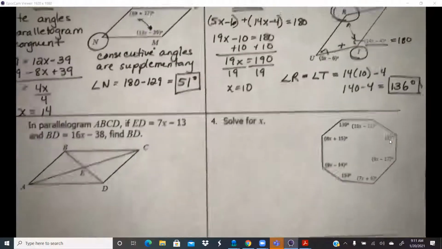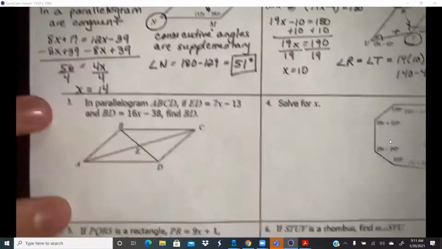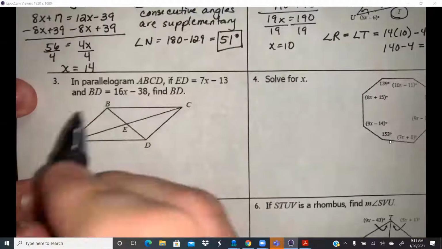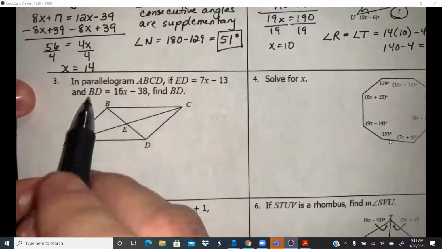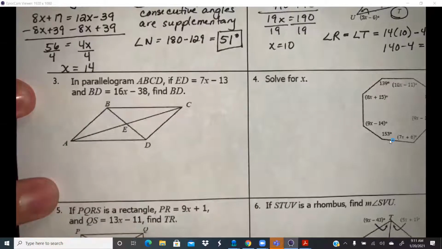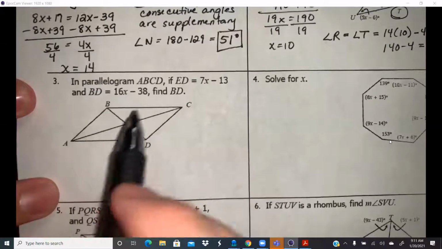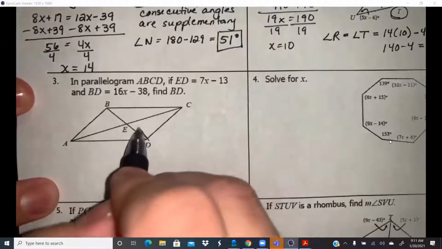So that's the first two problems. The next problem is number 3. It says in parallelogram ABCD, if ED is equal to 7x minus 13 and BD is equal to 16x minus 38, find BD. So this one's a little bit tricky.